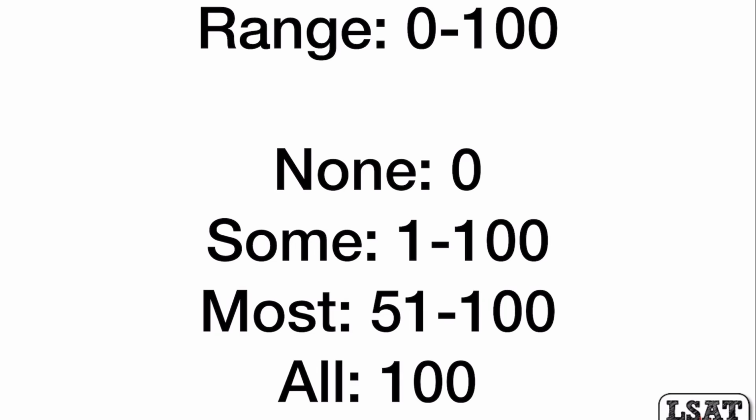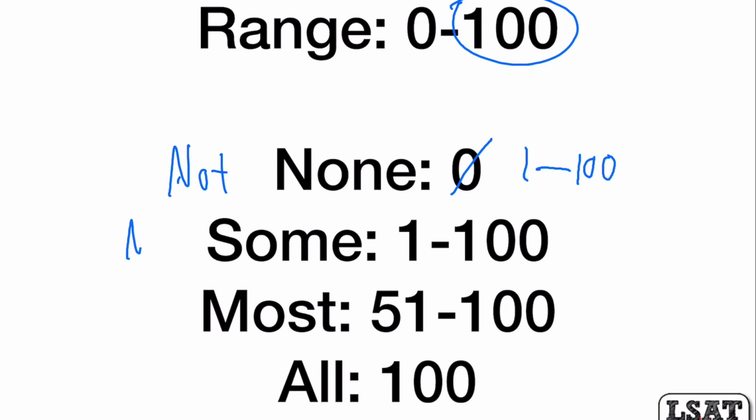So let's negate these. Not none. Well, you just say, okay, it's not 0, and it's the whole rest of the range. The rest of the range is 1 to 100, because the range is 0 to 100. If I say it's not 0, then 1 to 100 is what's left. So anything that's 1 to 100 is not none of the things. Not some. It's not 1 to 100, so we're left with only 0, because that's in the range of 0 to 100.